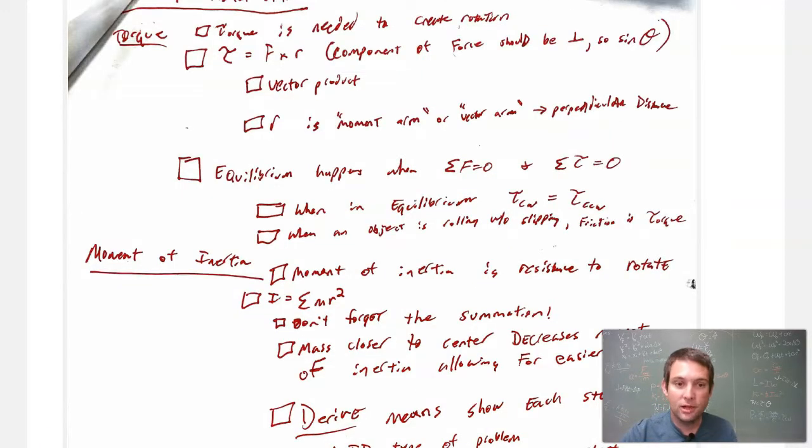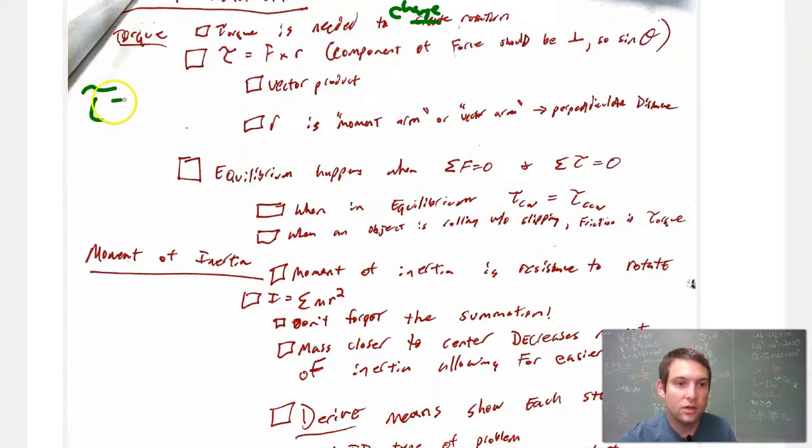Now the good stuff, the part that you're afraid of. Please don't be afraid of it at this point. It's just the same thing as the translational stuff. Rotational statics. Torque is needed to create rotation. Torque is needed to change rotation is a better way to word that. So torque is needed to change rotation. If you want to slow something down, you need to apply a torque. If you want to speed something up, you need to apply a torque, as long as it's rotating.